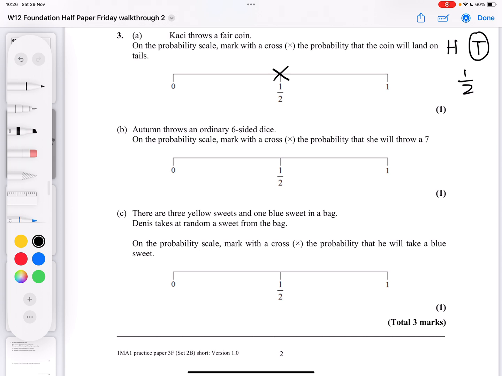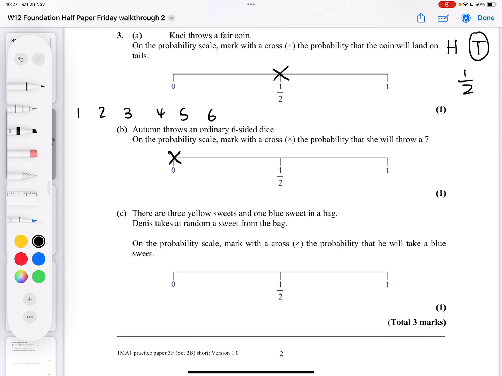Autumn throws an ordinary 6-sided dice. On the probability scale, mark with a cross the probability she will throw a 7. If you list the outcomes possible on a 6-sided dice, we'll notice that there's no 7s, so that probability is 0.